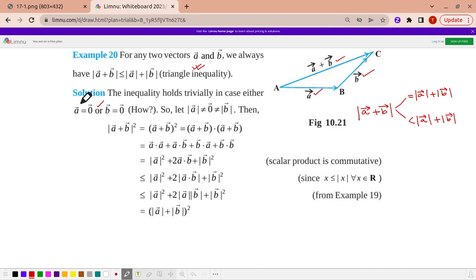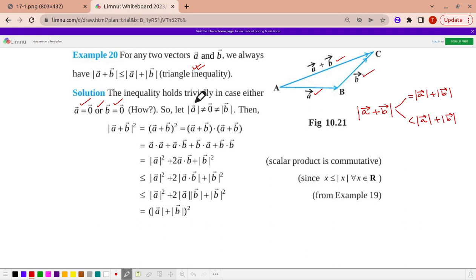Either A is a zero vector or B is a zero vector. Suppose A is a zero vector, then what will happen? Mod of A plus B will be mod B, and the right hand side will be the magnitude of the zero vector, which is 0, plus mod B, so mod B equals mod B, so it is possible. Similarly, if B is a zero vector, then also it is possible, and if both vectors are zero, then also it is possible. Fine. Now let's take the case that A is not a zero vector and B is also not a zero vector.